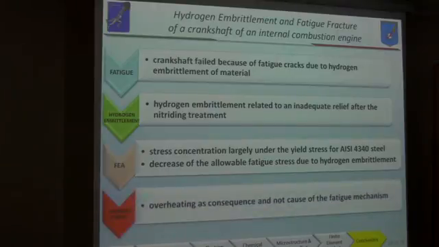And finally, the thermal stress observed was a consequence of the friction of the crankshaft due to the dimensional variation following the crack number 1 propagation, and this phenomenon likely induced crack number 2 initiation. And in any case, overheating was a consequence and not the cause of the fatigue mechanism.